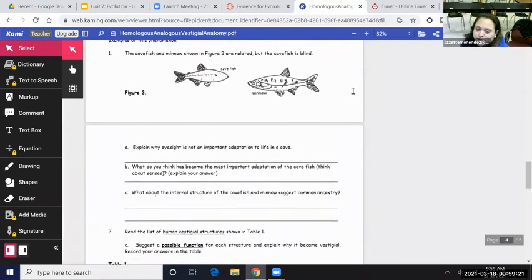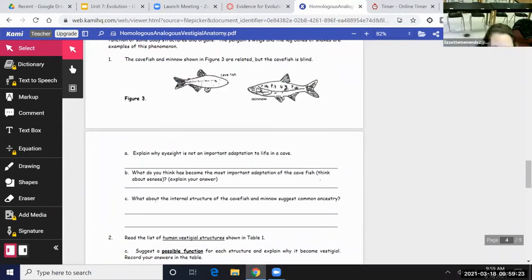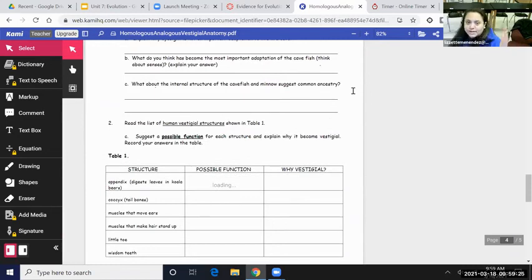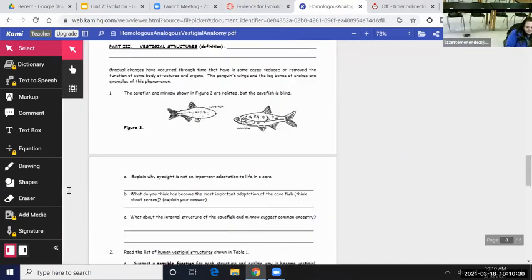Like I said, the main focus for me is going to be number one. But for number two, if you get to it in the 10 minutes that I give you, just do as many as you can. 1 or 2 is fine. Okay, let's go ahead and talk about these fishies.